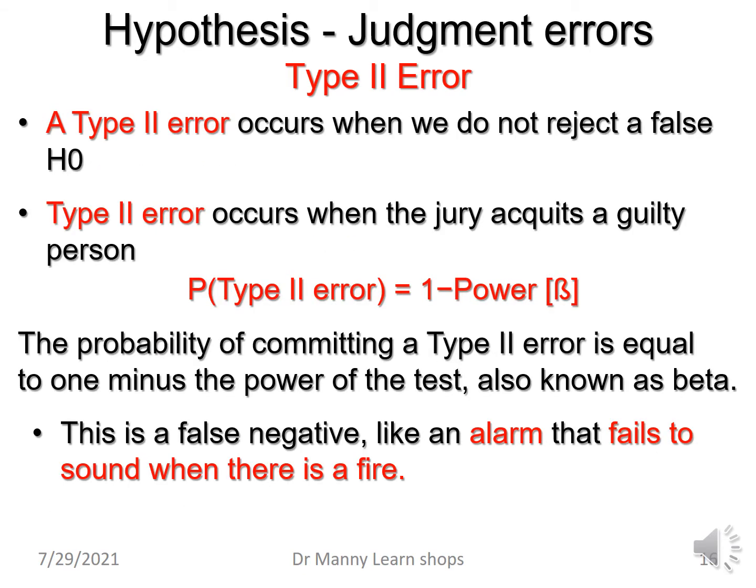When we look at a type 2 error as a judgment error, this occurs when we don't reject a false null hypothesis. For example, in the legal analogy, a type 2 error occurs when the jury acquits a guilty person. The probability of committing a type 2 error is equal to 1 minus the power of the test, also known as beta. This is a false negative, like an alarm that fails to sound when there is a fire. You should be aware of it.